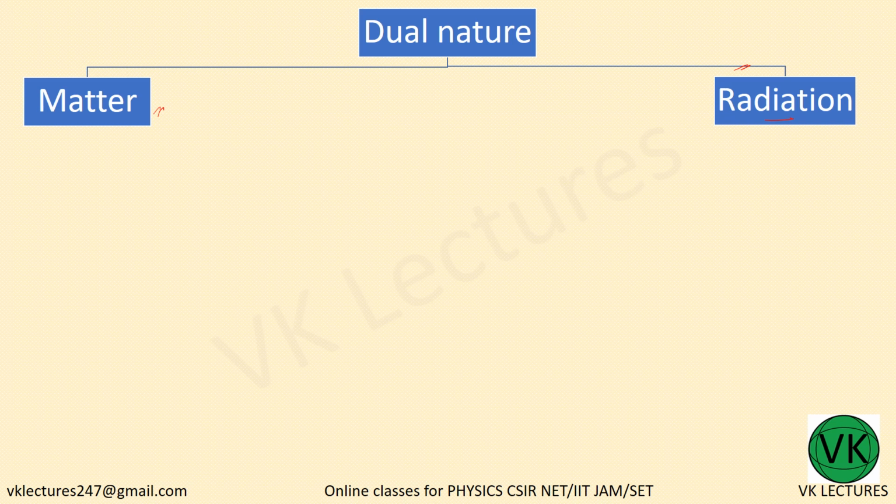Now some of the theories that state radiation is wave are Huygens wave theory. Then you have Young's double slit experiment. Then phenomena like interference, diffraction, etc. come under this radiation as wave.